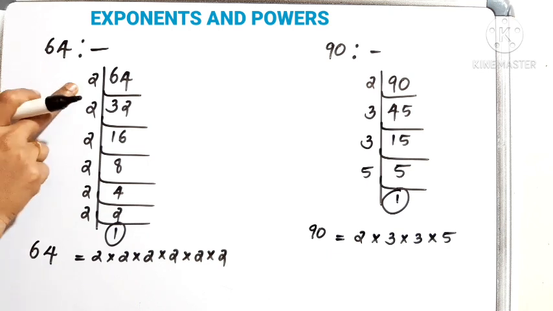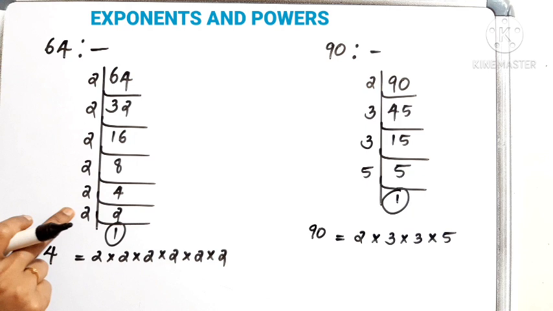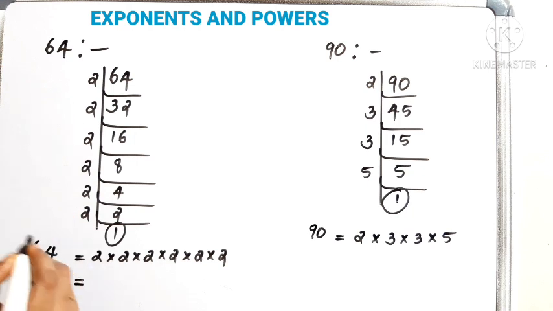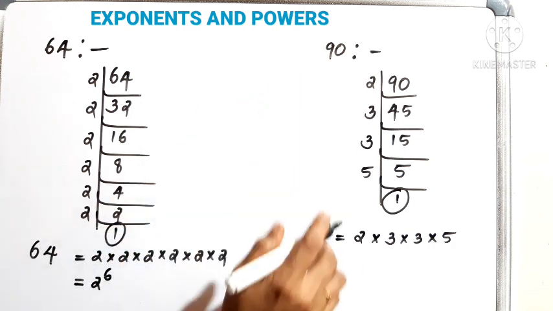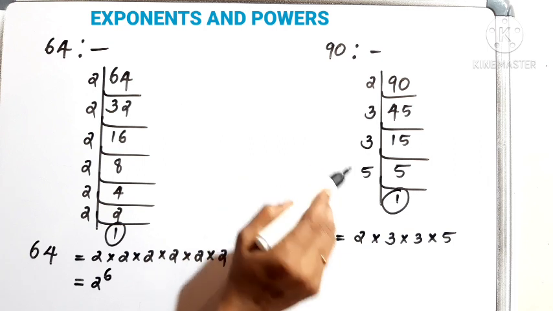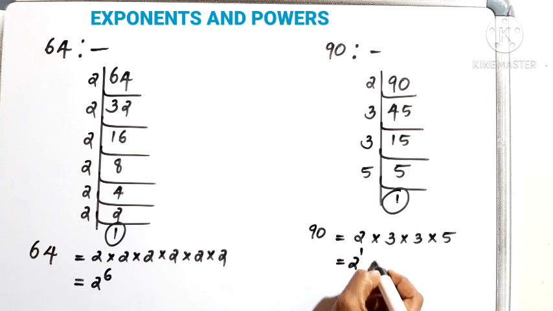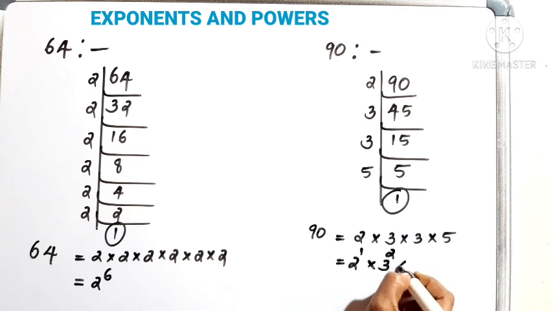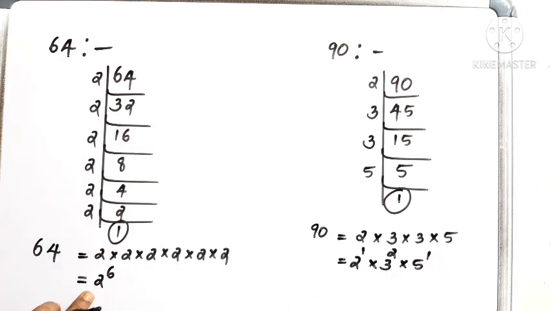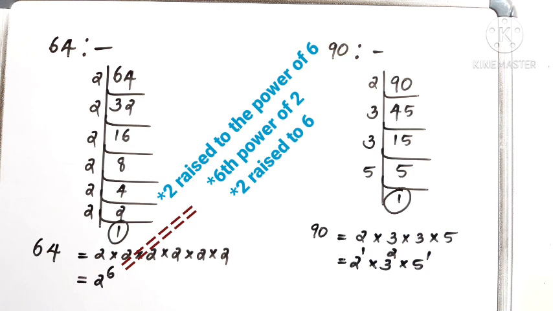64 equals 2 into 2 into 2 into 2 into 2 into 2, which is 2 six times, right? Here we have 90. 90 equals 2 into 3 into 3 into 5. 2 one time, into 3 two times, right? Into 5 one time. Okay, it is read as 2 raised to the power of 6, simply 6th power of 2 or 2 raised to 6.